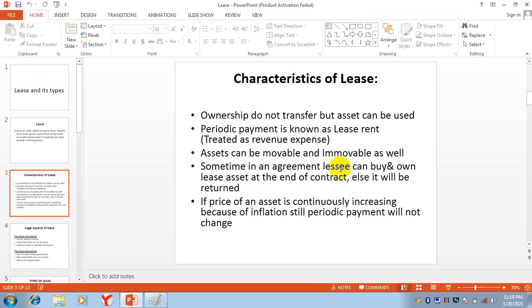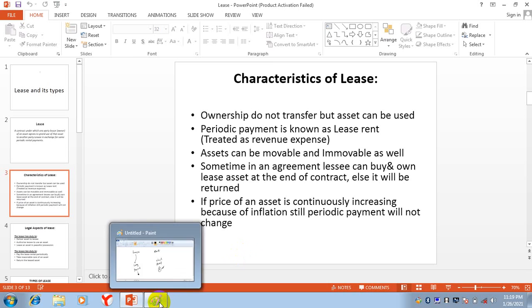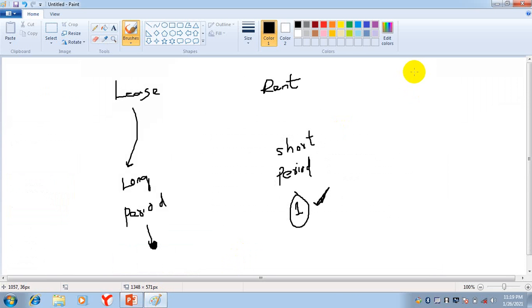Sometimes in an agreement, a lessee can buy and own the lease asset at the end of the contract, else it will be returned. There is a type of lease in which the lessee can buy and own the lease asset at the end of the contract. Like if you take the example of car financing by a bank, car financing is also a lease agreement.